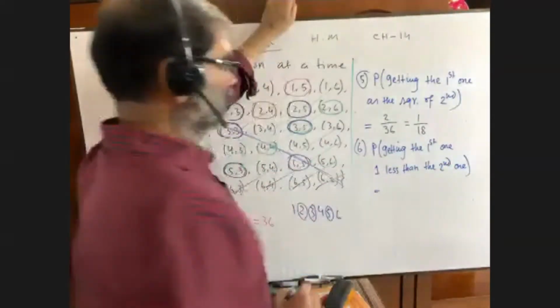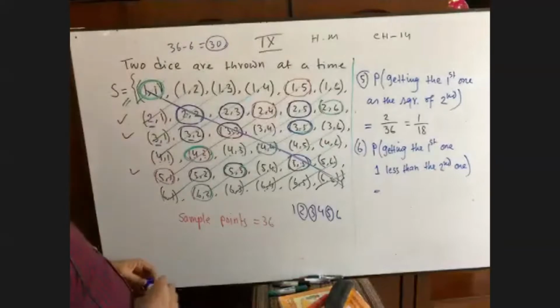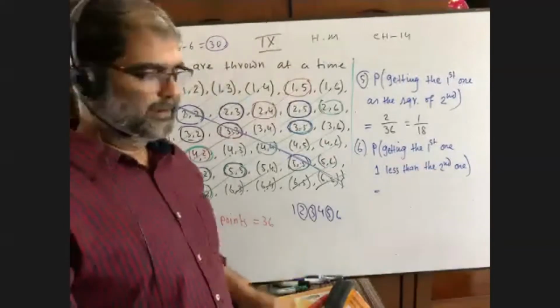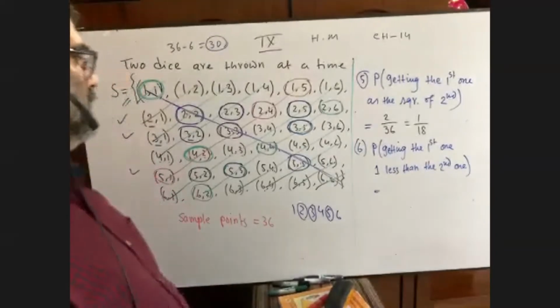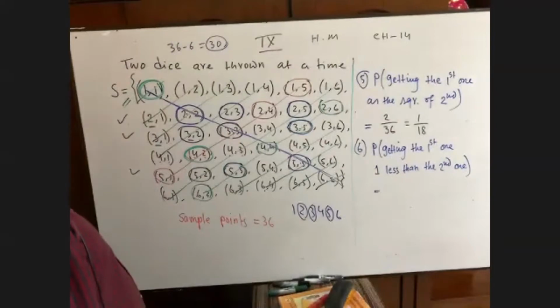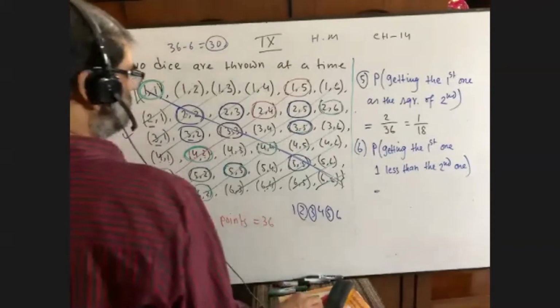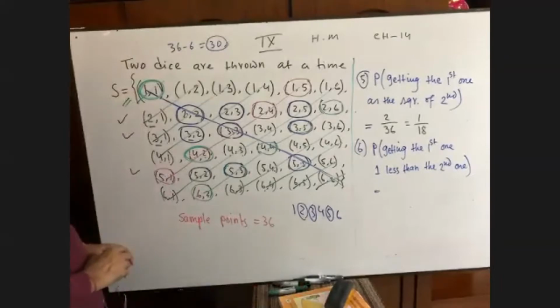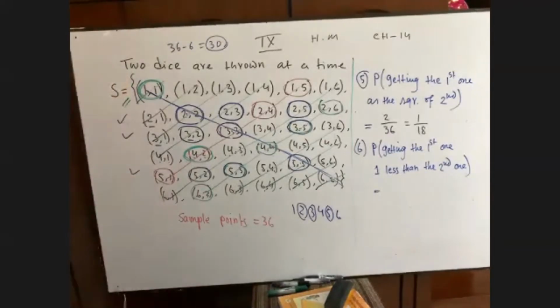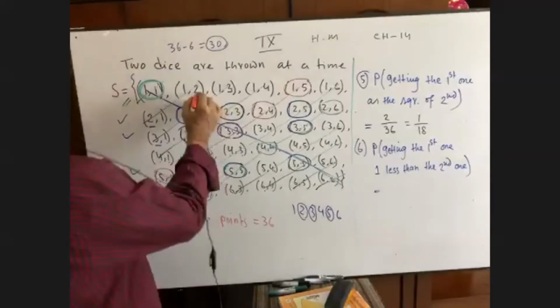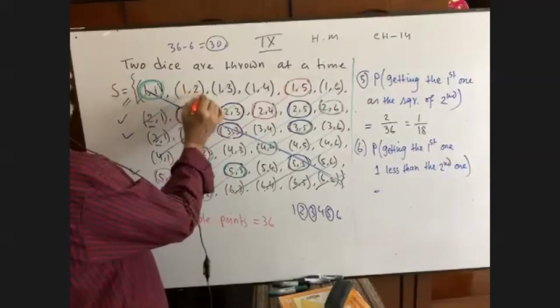The first one will be 1 less than the second one. I mean, second one minus first one will be 1. Second one minus the first one, our answer will be 1. Try to understand. First one will be 1 less than the second one. So it is, you see, 1 and 2. So 2 minus 1 equals 1.